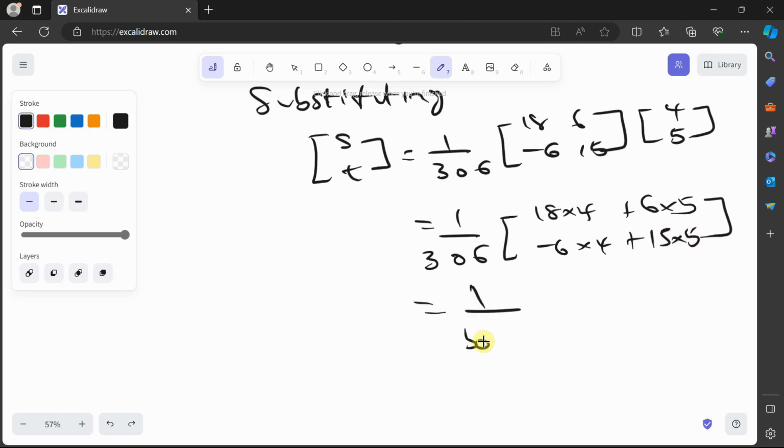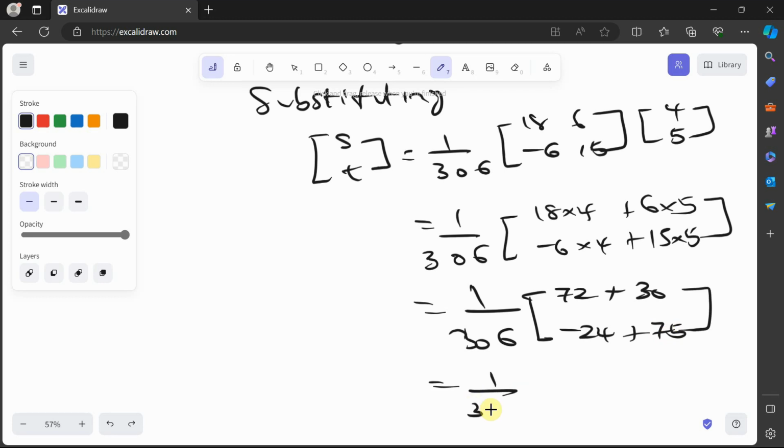1 over 306. What is 18 times 4? That will give you 72. I press that on my calculator. Plus 6 times 5. That will give me 30. Minus 6 times 4. That will give me minus 24. And then 15 times 5. That will give you 75. 1 over 306. 72 plus 30, that will give me 102. And then minus 24 plus 75, that will give me 51. My S and C is here.